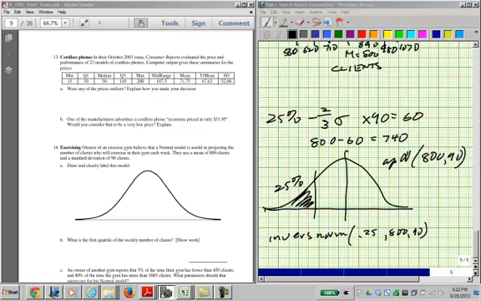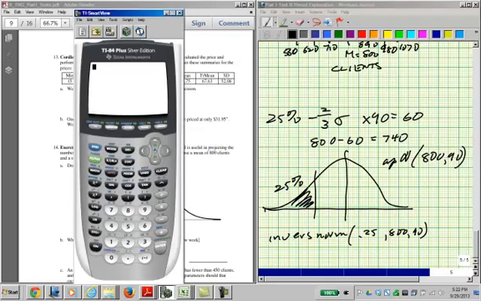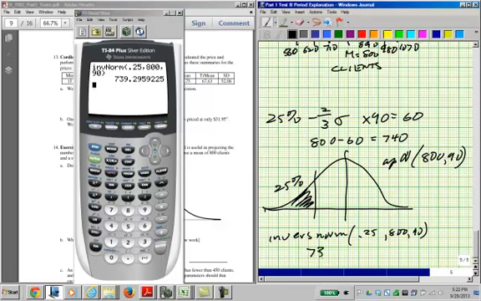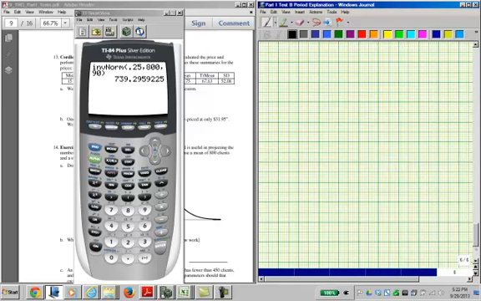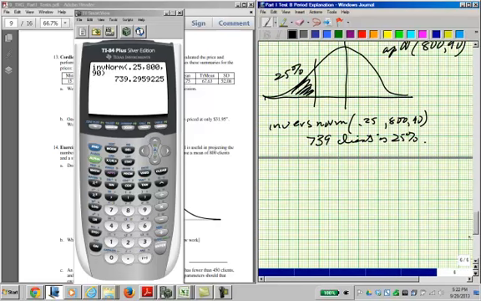So let's get the calculator up here. Let's clear all that. So we'll do second and VARS, inverse norm, 0.25, 800, 90. And so approximately 739 clients is the 25th percentile, first quartile. Okay.